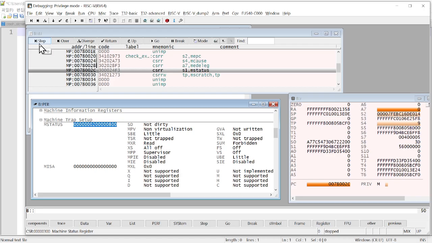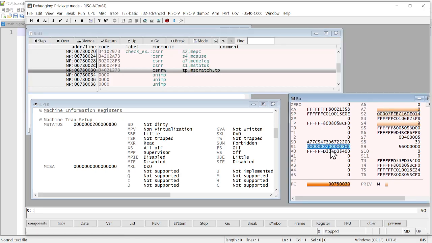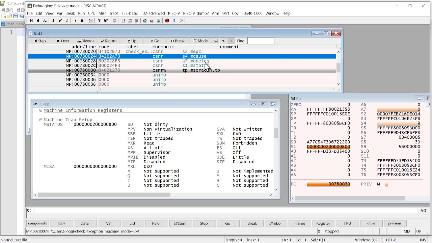Here we go, 1, 2, 3. Please take a look at this. The value of the S1 register is updated. This comes from this value. So whenever you look into any trap handler, you're going to see this kind of assembly block, because this information is important to identify what happened at the moment of the trap.